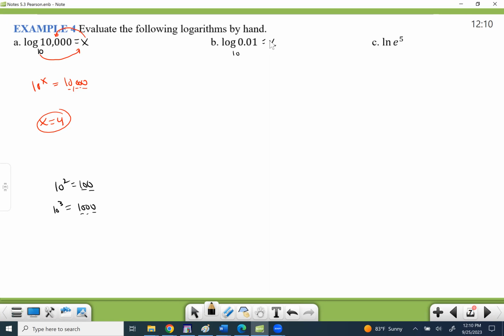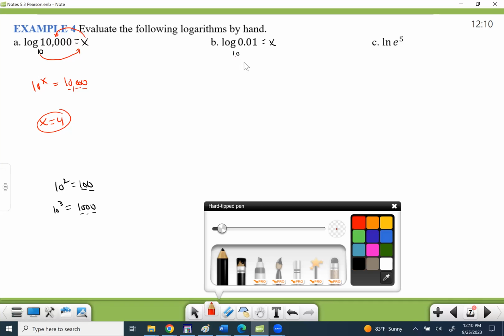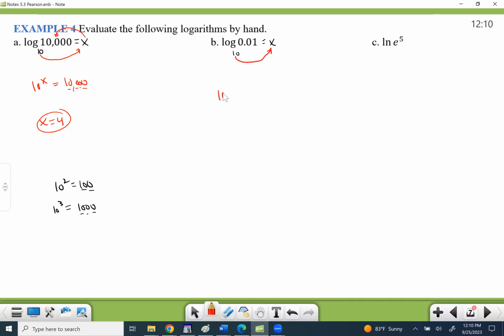Example B, there we go. That sounds best. All right, so we're going to go ahead and hook it. So we got 10 to the X equals 0.01. Now, for some reason, I'm terrible with decimals, so I always convert these into fractions because it's easier for me to see. So I'm going to convert this into a fraction.